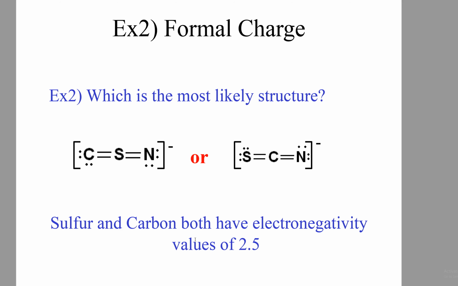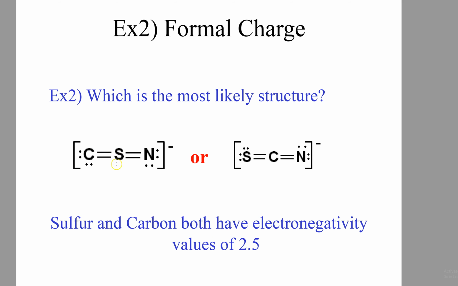Alright, let's do the second one, and let's see if you guys can do it. So pause the video real quick and see if you can go ahead and do this one. We're talking about CSN, and what exactly that's going to look like. So in this specific case, we have S, C, and N, and then we want to take a look at sulfur and carbon. Both have electronegative values of 2.5.